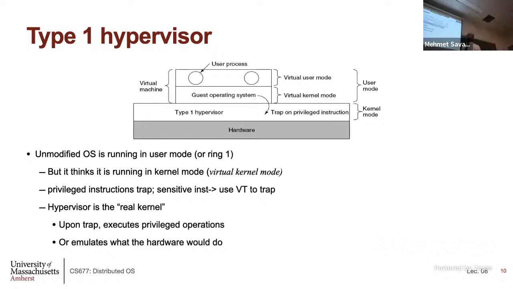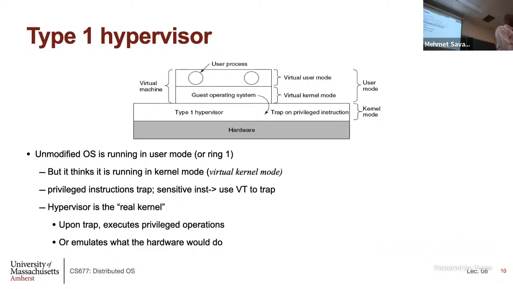Okay. So the hypervisor is the real kernel in this case. Upon a trap, it executes your sensitive instructions, which were also privileged instructions, or emulates them. It basically handles the trap. So this is essentially a property that you will need to implement a type 1 hypervisor.